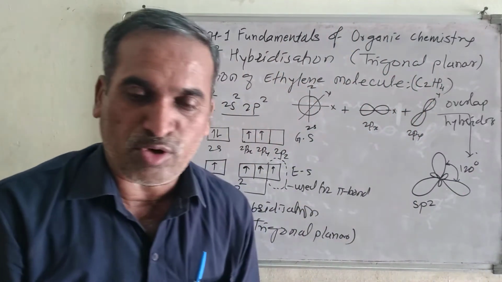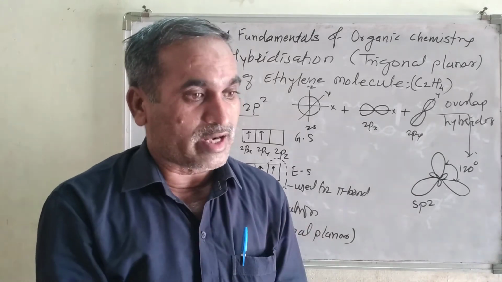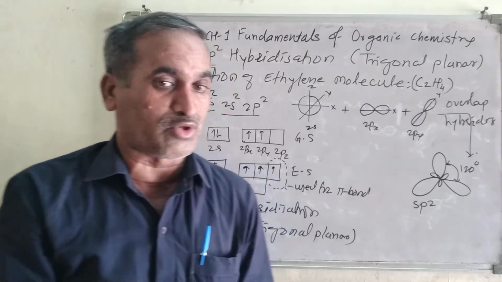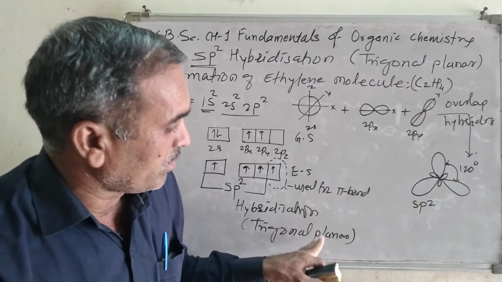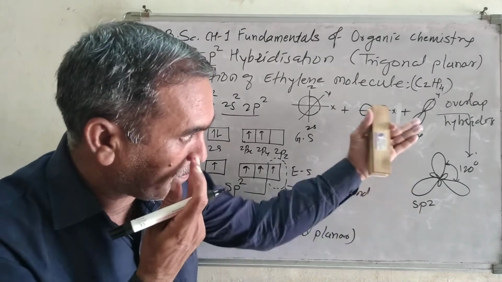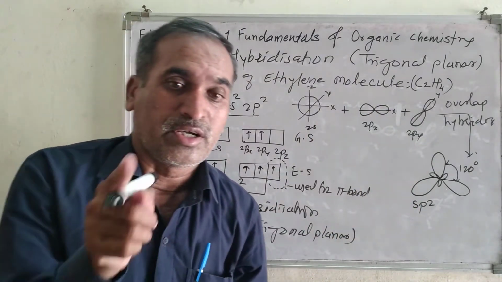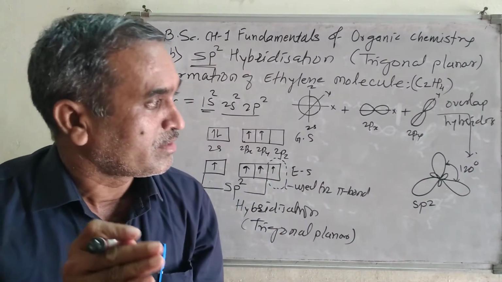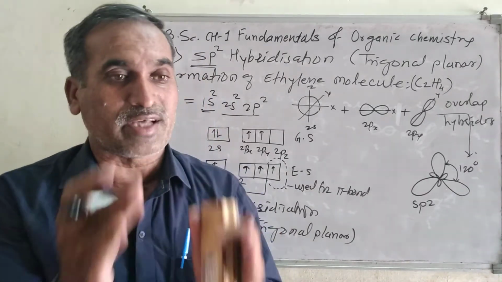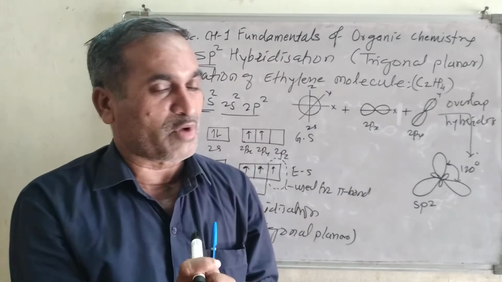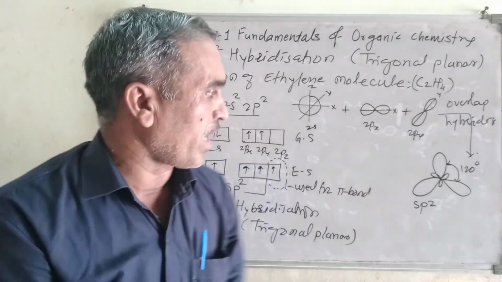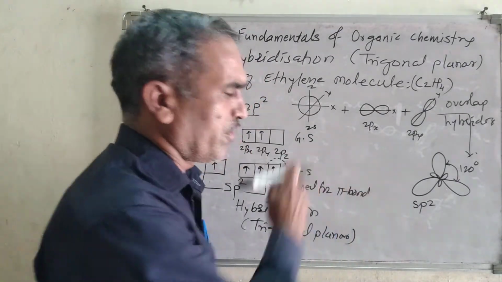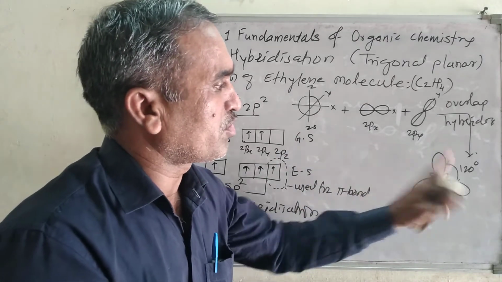In a tetrahedral geometry, we know that the bond angle is 109.5 degrees. When it becomes trigonal planar, the bond angle is 120 degrees. Bond angle means what? The angle between two adjacent bonds is known as the bond angle. So the bond angle is found to be 120 degrees, and that gives a definite shape and orientation.